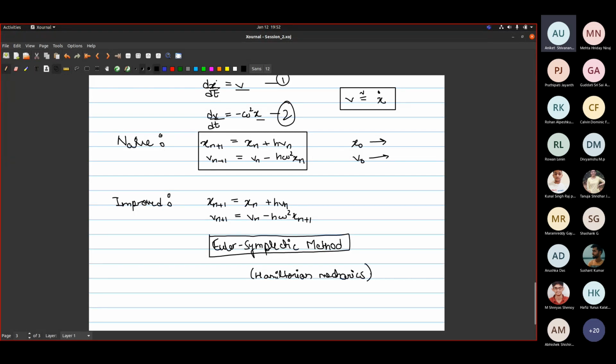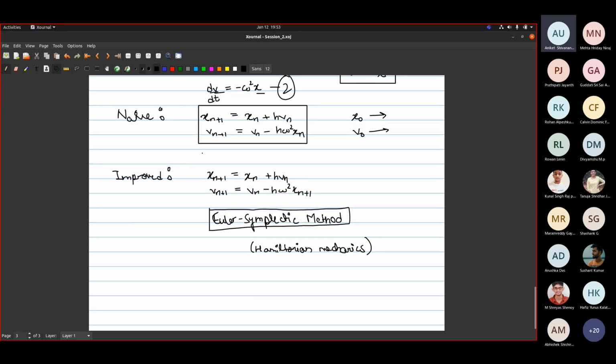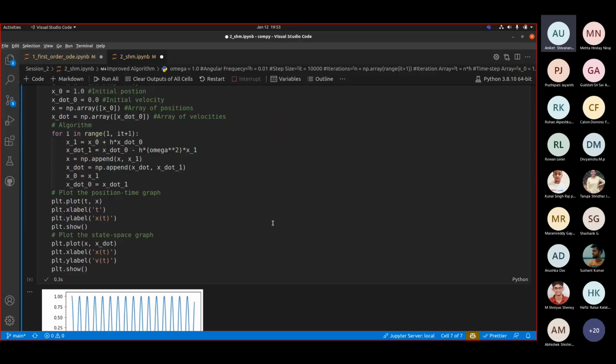There, instead of position and velocity, you use position and momentum, since Hamiltonian mechanics is defined in terms of position and momentum. In fact, the entire Hamiltonian mechanics is defined as a system of linear differential equations in momentum and position. If you're interested, you can go and look it up. This is the symplectic method.